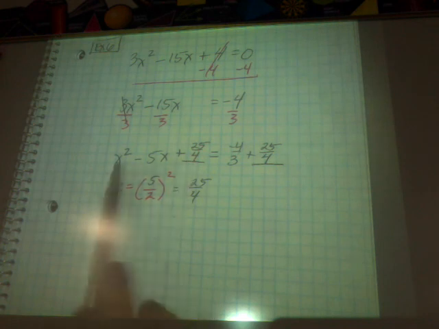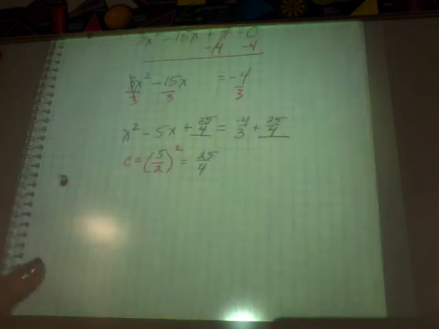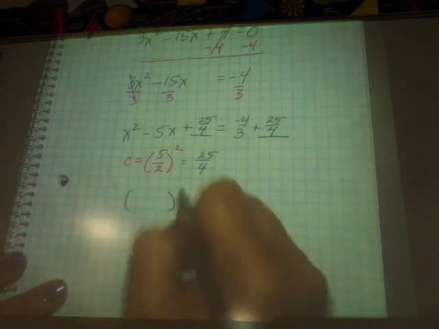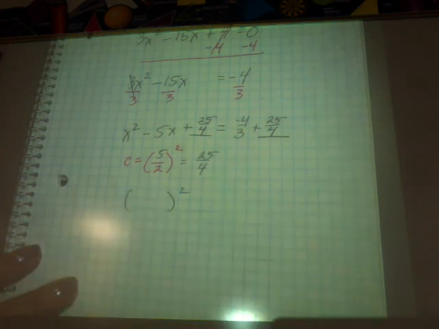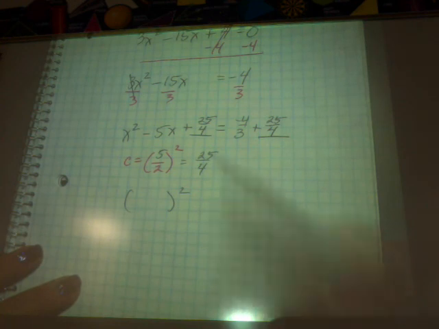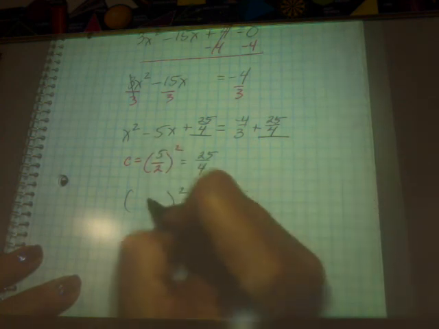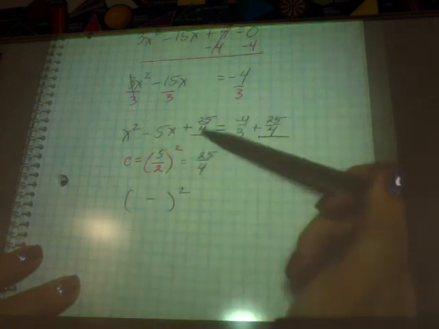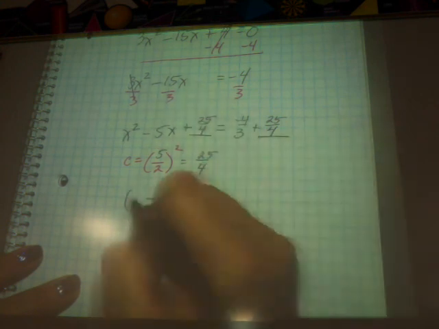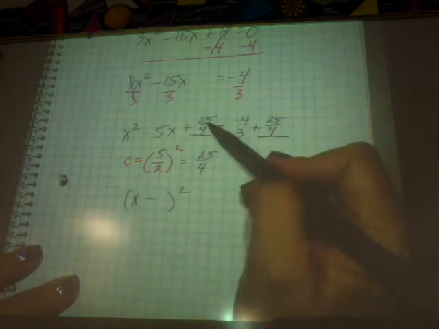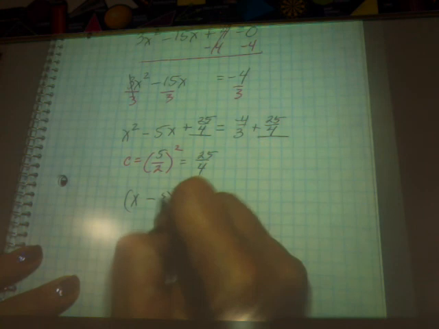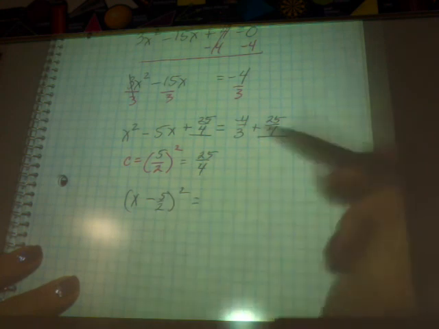Now I've created a perfect square here, ugly though it is, right? How does that factor? One set of parentheses, what goes in the middle? Middle term is a negative. Find the square root of your bookends. What's the square root of x squared? X. What's the square root of 25/4? 5/2 equals. Then we have to add these together.